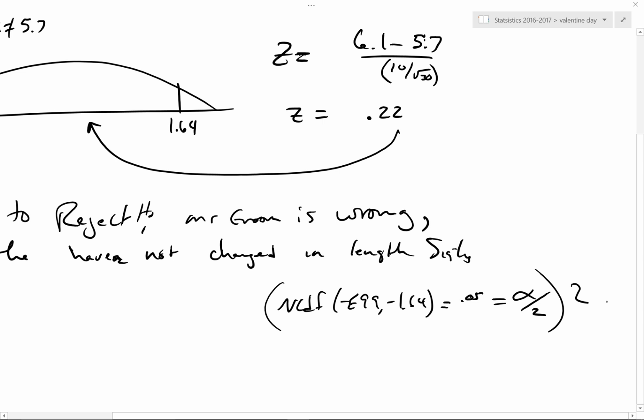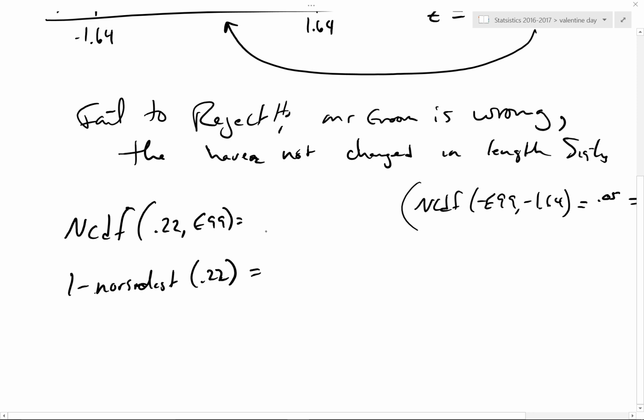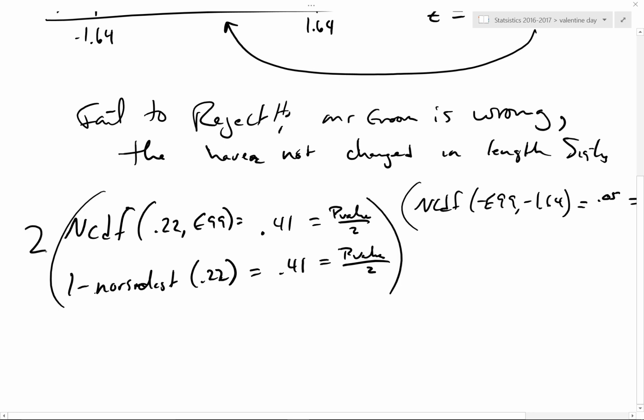Well, the same thing is going to have to be said when we find the actual p-value as well. So watch Mr. Groom find the p-value. Mr. Groom will do the normal CDF of 0.22 to E99. What does that come out to be? For the rest of us, we're going to do 1 minus normal CDF of 0.22. What is it? 0.41. I'll buy that for a nickel. But that is half of the p-value. This is equal to p-value over 2. That's half of it. So I would like to know the whole shebang, so I'm going to times it by 2.